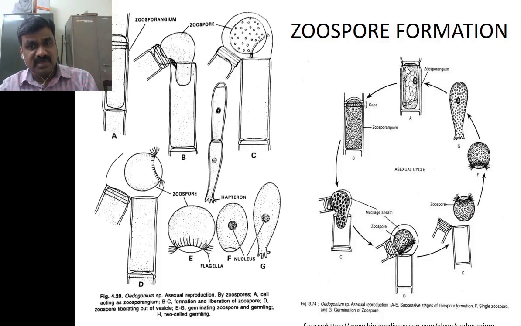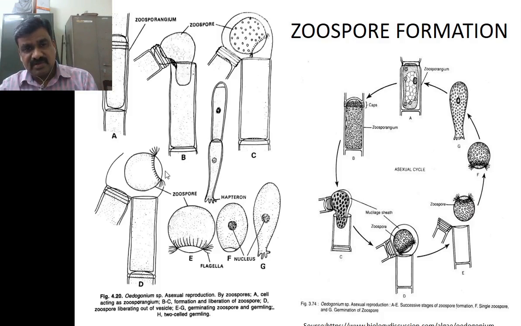It becomes rounded in body. Okay. So now again it accumulates a large quantity of reserve food material. So this reserve food material takes place and it becomes circular in form. Now we can see the zoospore formation takes place here.